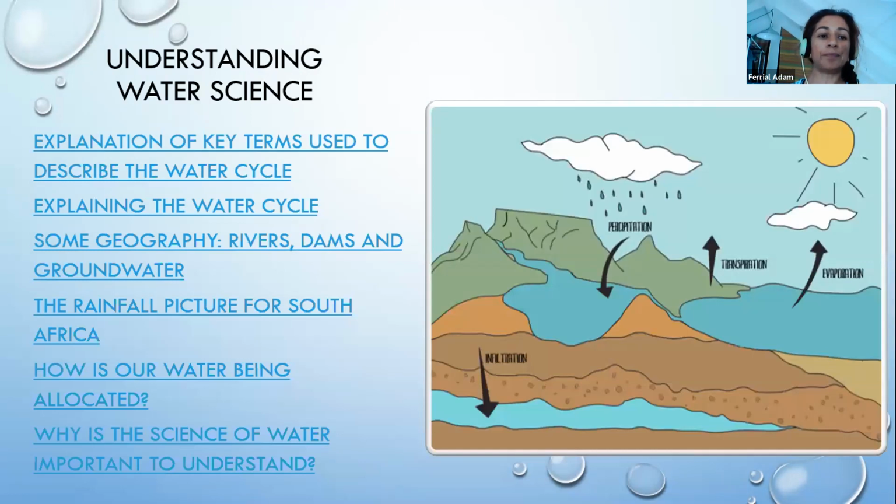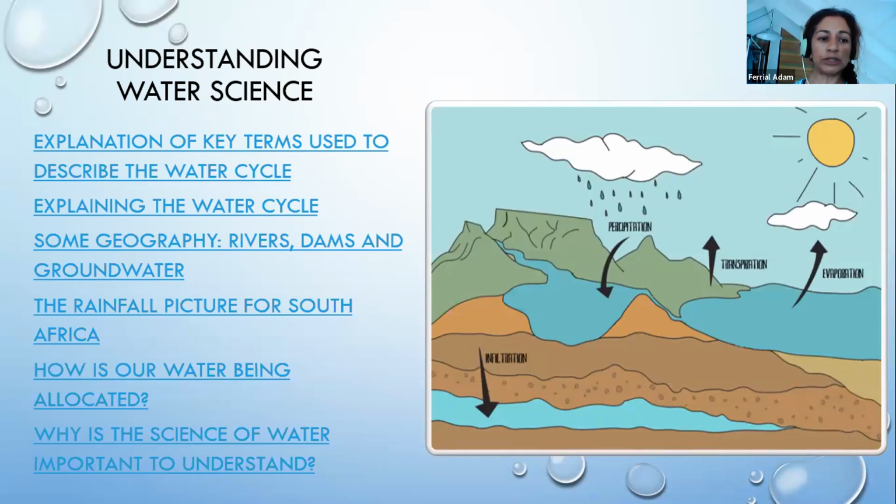And then understanding water science. I've put the graphic here from the guide. A nice thing about the guide is there are a lot of graphics that help you understand terminology and concepts. So this, for example, is a picture of the water cycle.